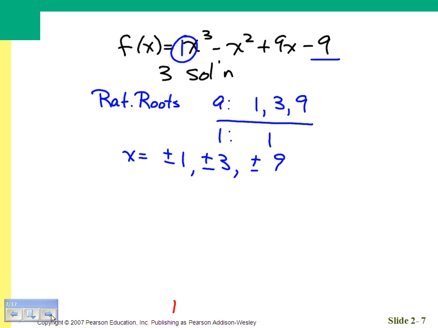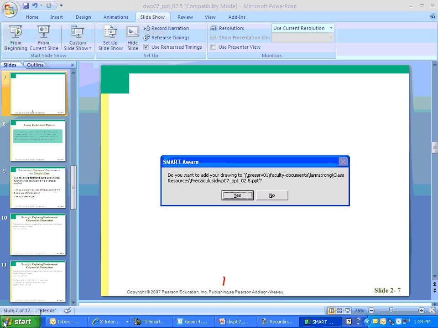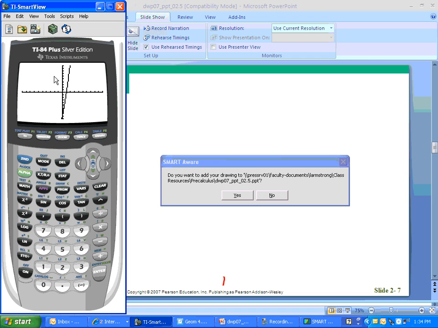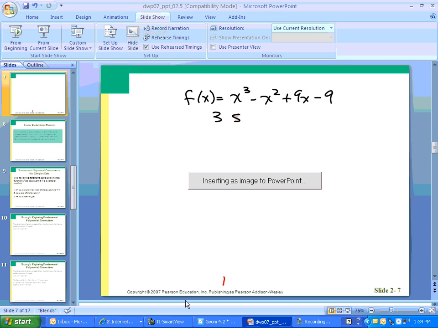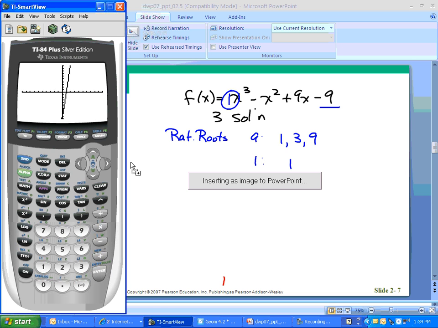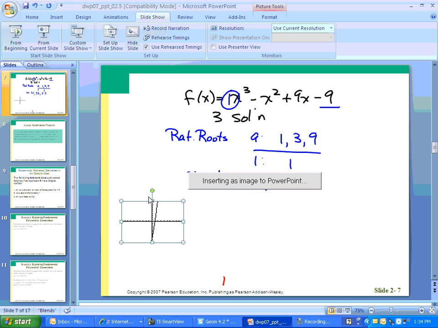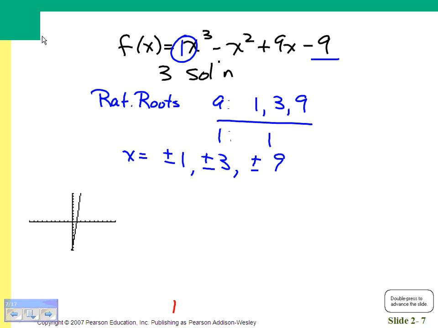We can even graph to see which of those we want to test. And hopefully I've still got it up on the graphing calculator. Yeah, it's not very exciting. I'll add that drawing. Go back. And I'll put the graph over here. And we can see, looking at the graph, that it does look like it crosses at 1. Let's see. And here's the graph. I don't think I need to make it bigger.